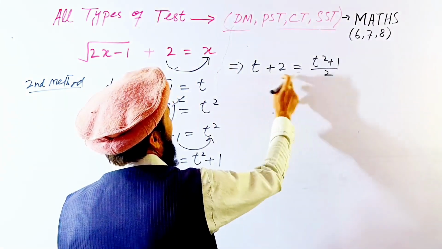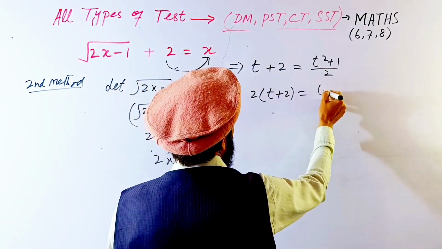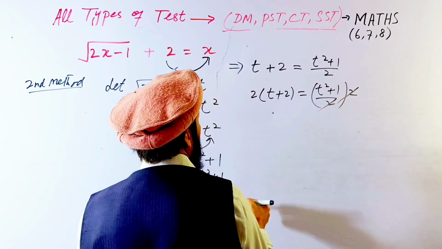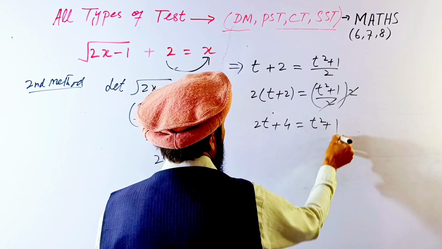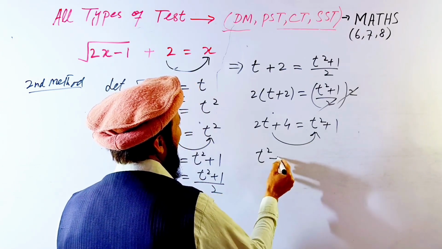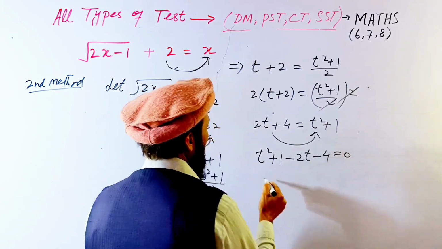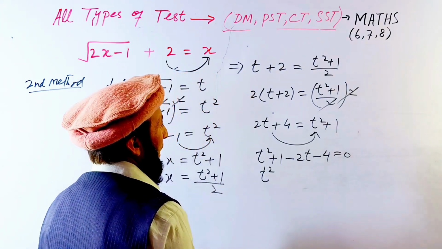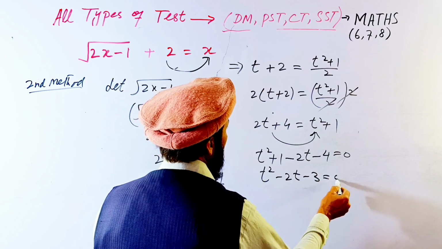Now we multiply both sides by 2. 2t plus 2 is equal to t square plus 1 divided by 2, and multiplying both sides by 2, the 2s are cancelled. Here 2t plus 4 is equal to t square plus 1. Now we change this term to the right side, so its sign is also changed. t square plus 1 minus 2t minus 4 is equal to 0. Here we arrange the terms: t square minus 2t minus 3 is equal to 0.